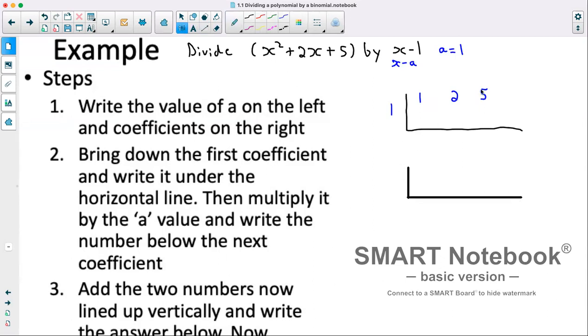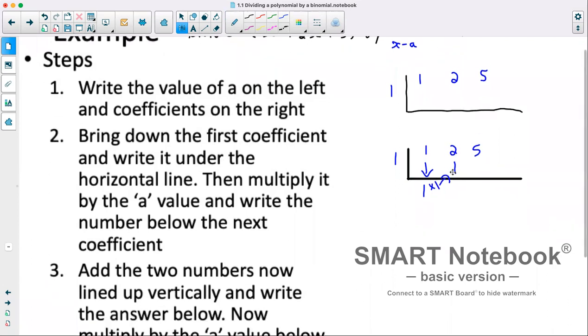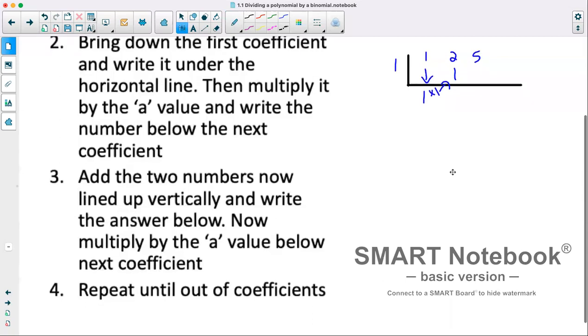So I'm just going to copy out what I had here. So I have 1, 1, 2, 5. Now this step here, we're bringing down our first coefficient. So that's 1. We then multiply it by our a value, which is here. So we go times 1, and then that value goes here. 1 times 1 is 1. Okay, so we're on to the next step.